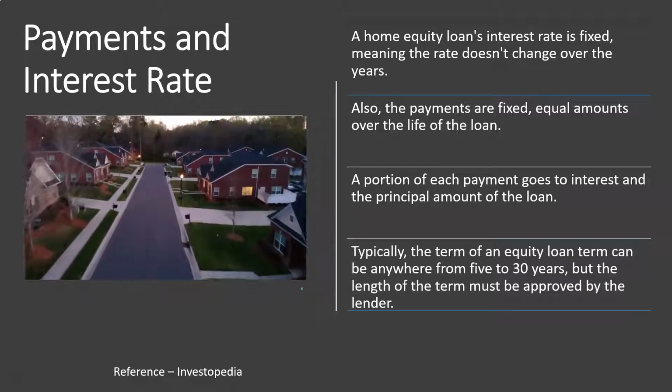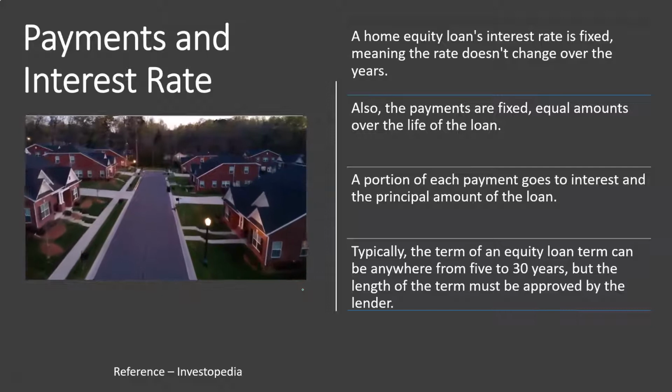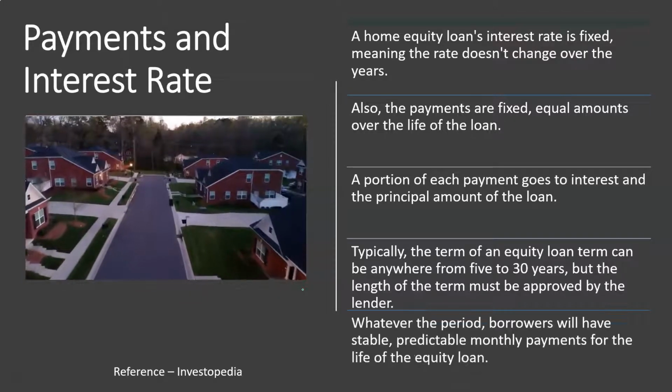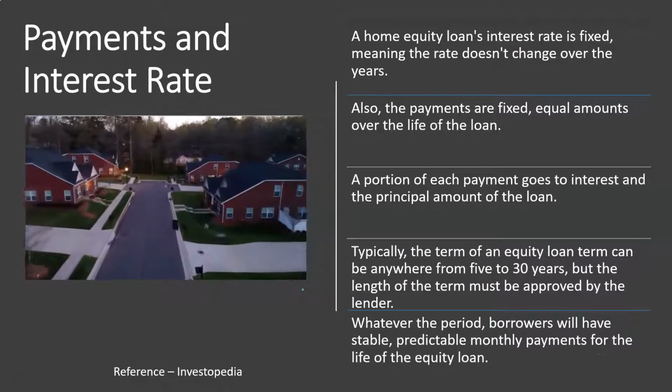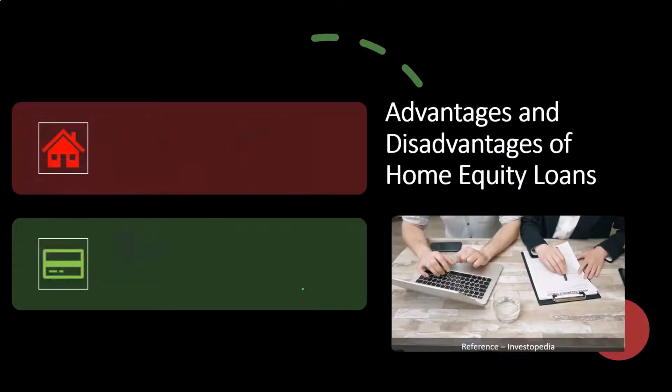Typically, the term of an equity loan can be anywhere from 5 to 30 years, but the length of the term must be approved by the lender. Whatever the period, borrowers have stable, predictable monthly payments for the life of the loan.